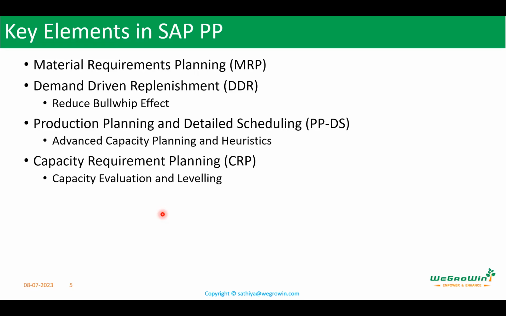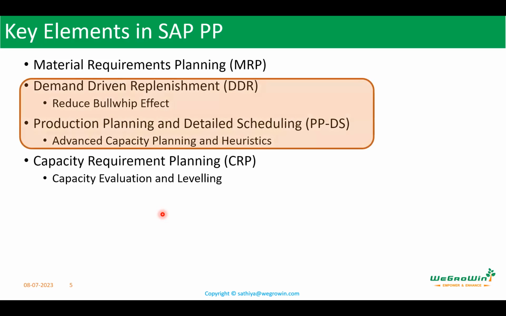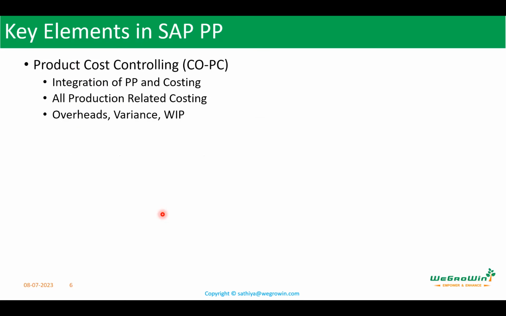And then capacity requirement planning is capacity evaluation and leveling. This is not part of our course here. This is demand driven replenishment and production planning and detailed scheduling. But as I told you, whenever we find time, I will explain the concept of demand driven MRP. Maybe we'll spend some 20-25 minutes on this later, not now. Once we discuss MRP and all, then only you're able to appreciate what this demand driven MRP is.